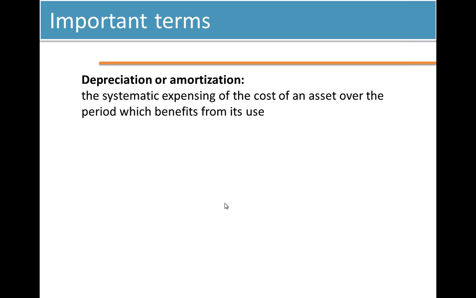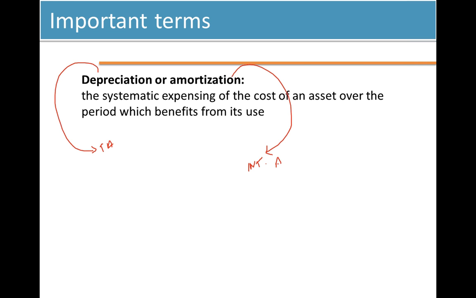The important terms which you need to know are depreciation and amortization. Depreciation is an amount of wear and tear charged on tangible assets, whereas amortization is an amount of depreciation charged on intangible assets. Depreciation is charged on tangible assets, and amortization is charged on intangible assets.